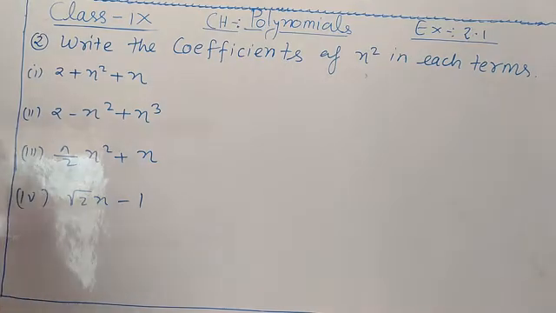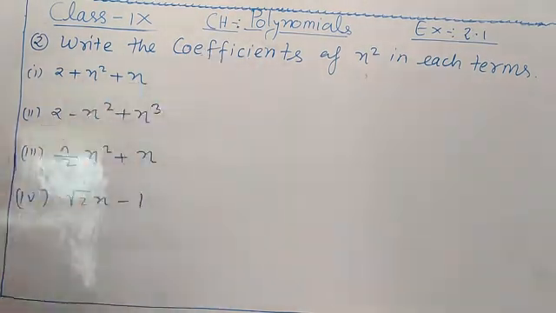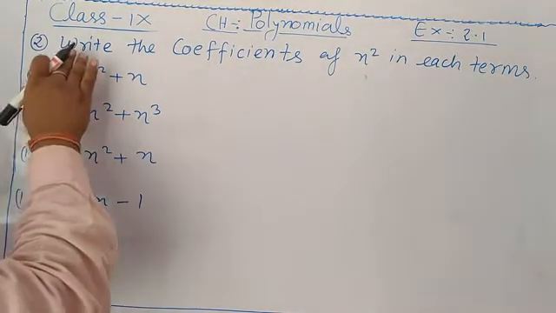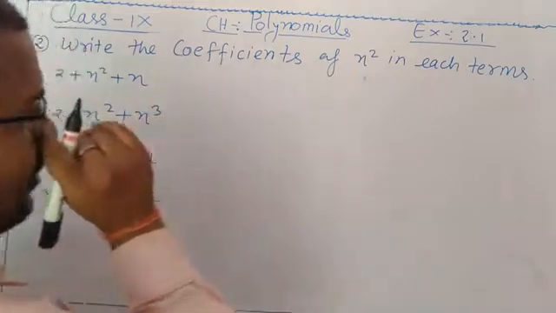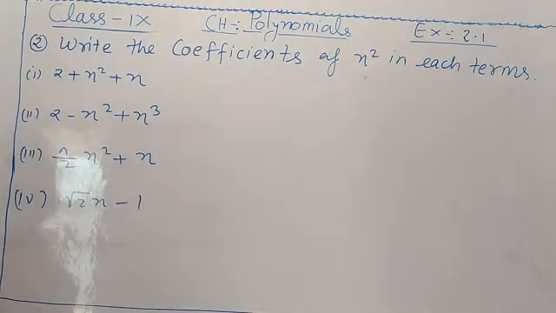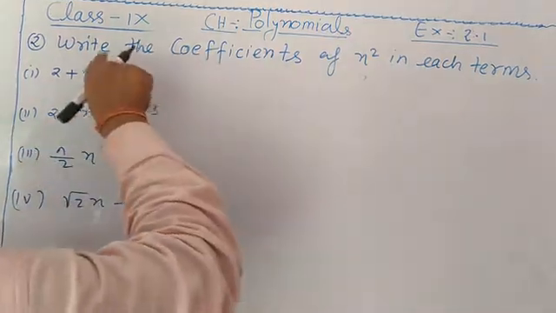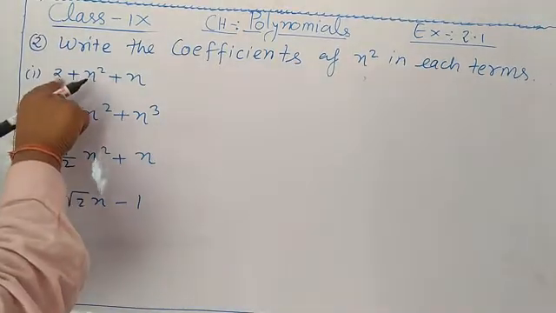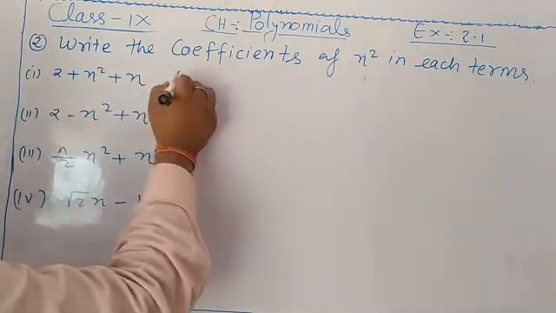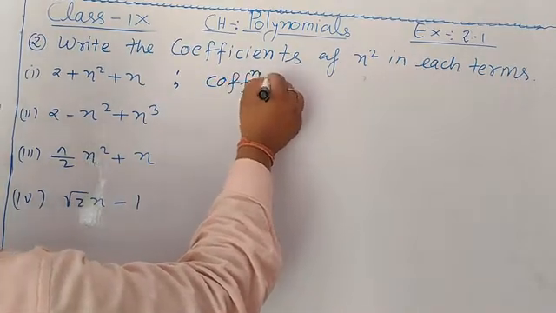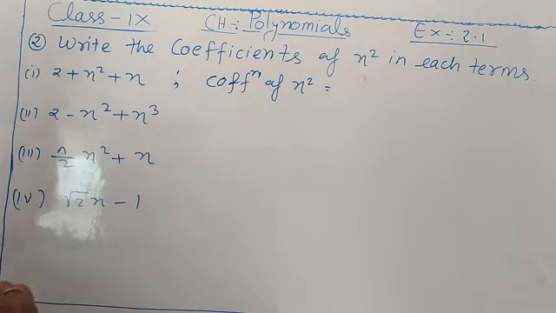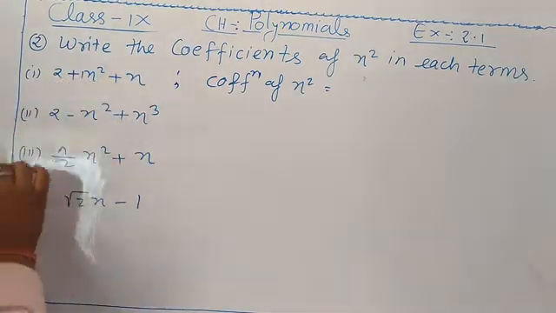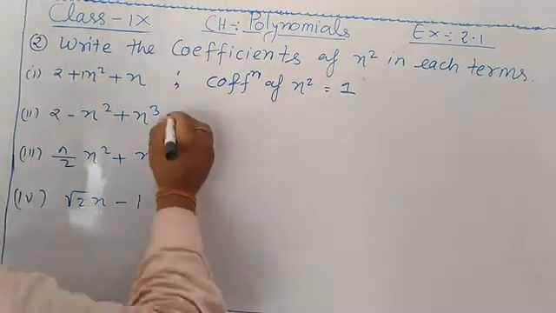Okay student, question number 2 in exercise 2.1 of the NCERT book: write the coefficient of x square. In the first video we explained what a coefficient is. A coefficient is the multiple of the variable term. Write the coefficient of x square in each term. The first question is 2 plus x square plus x. The coefficient of x square is 1.